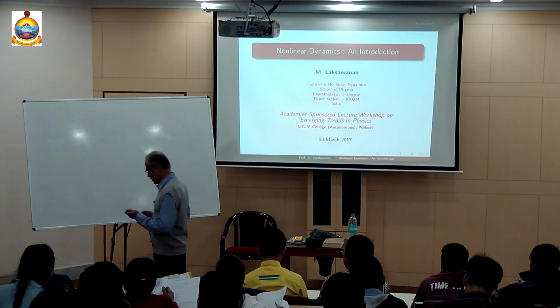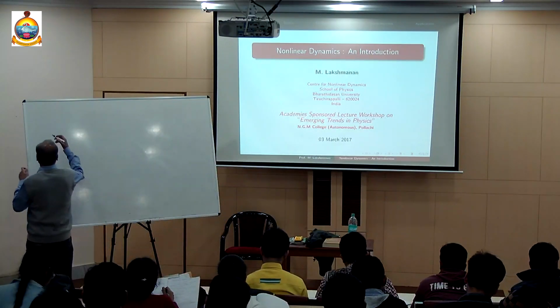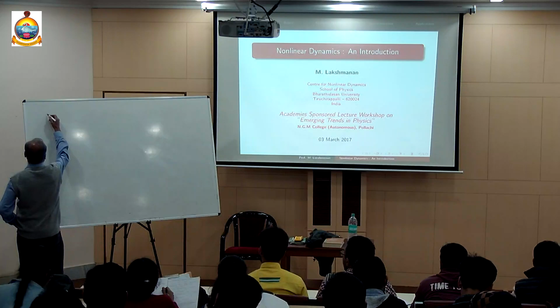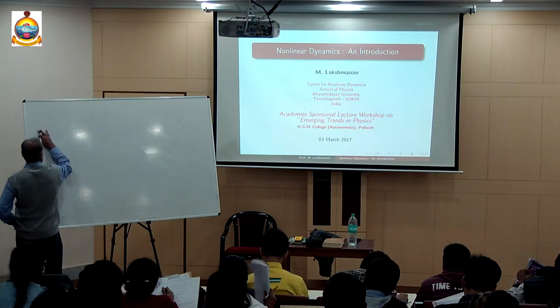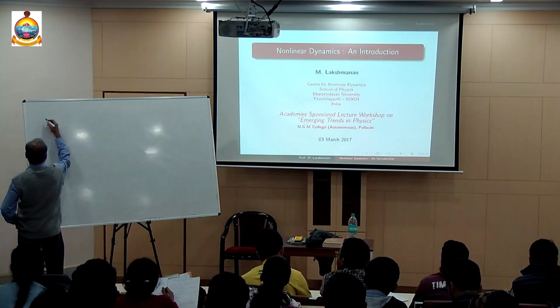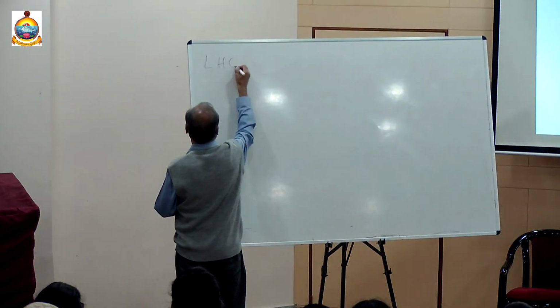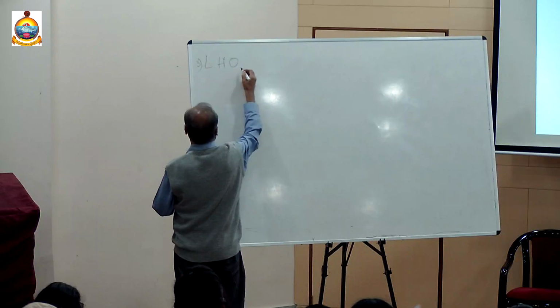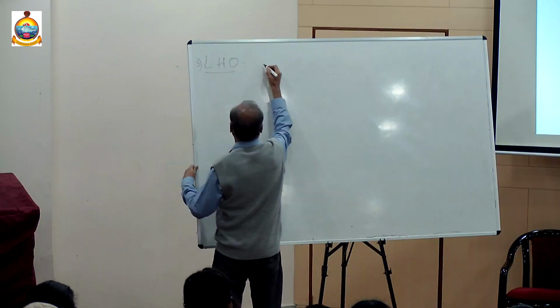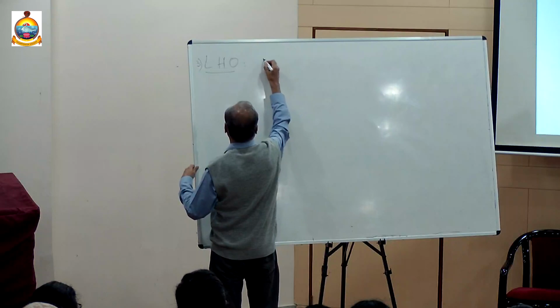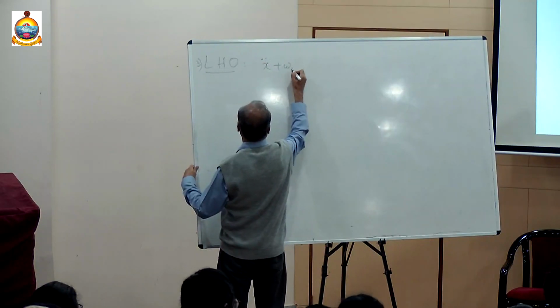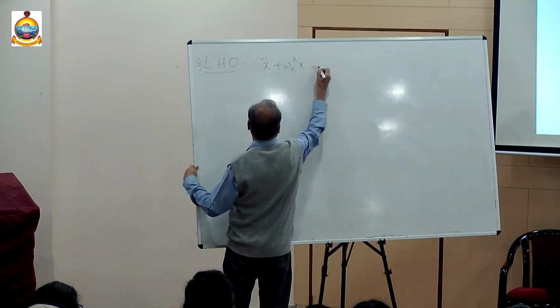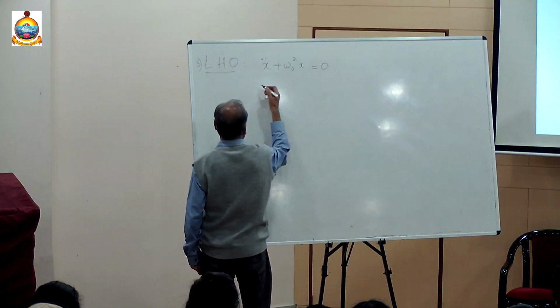So I will continue my discussion. Yesterday, towards the end, I completed the dynamical aspects of the linear harmonic oscillator. I think it was example number 1, 2, 3, perhaps. So the equation of motion we reduced to the form x double dot plus omega naught square x equal to 0, subject to initial conditions.